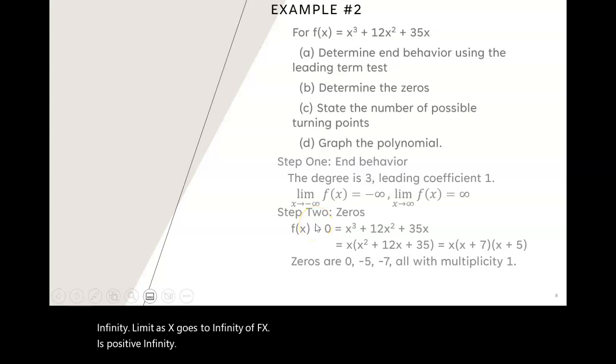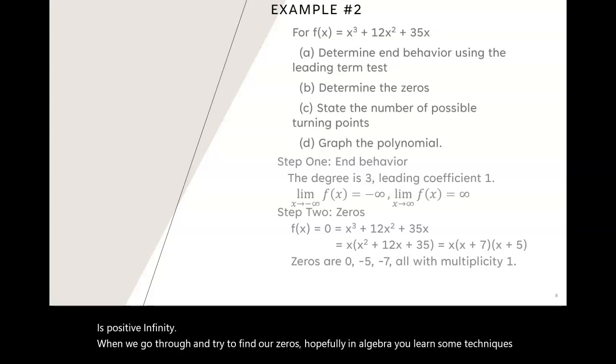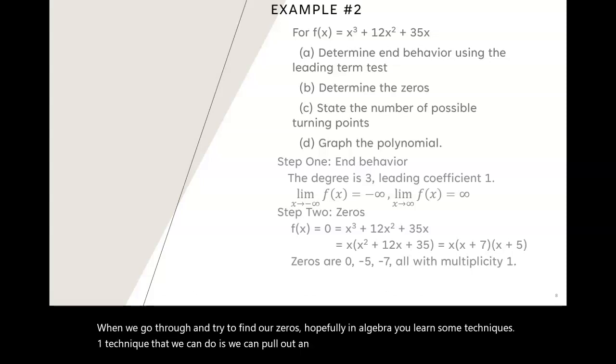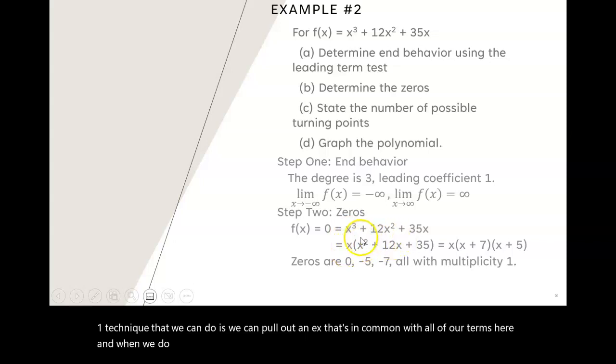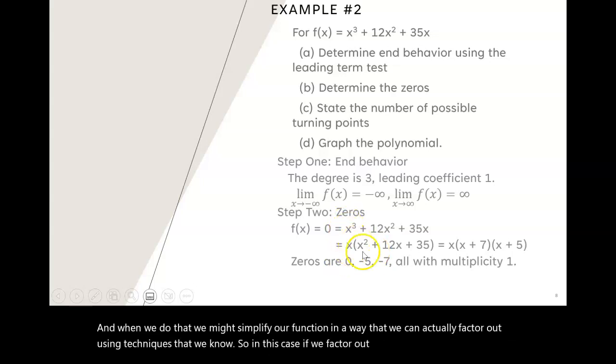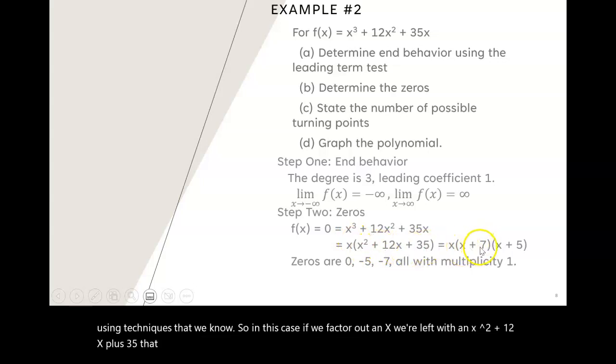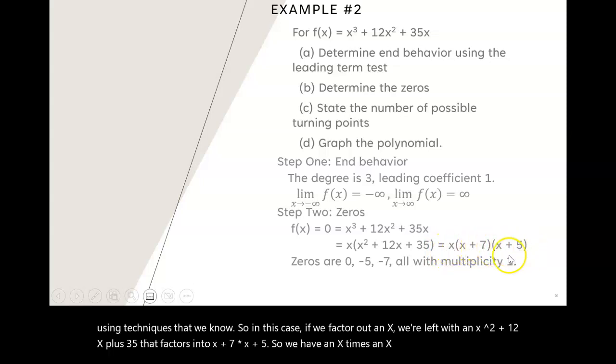Now, when we go through and try to find our zeros, hopefully in algebra you learned some techniques. One technique that we can do is pull out an x that's in common with all of our terms here. And when we do that, we might simplify our function in a way that we can actually factor using techniques that we know. So in this case, if we factor out an x, we're left with x squared plus 12x plus 35. That factors into x plus 7 times x plus 5. So we have an x times an x plus 7 times an x plus 5.